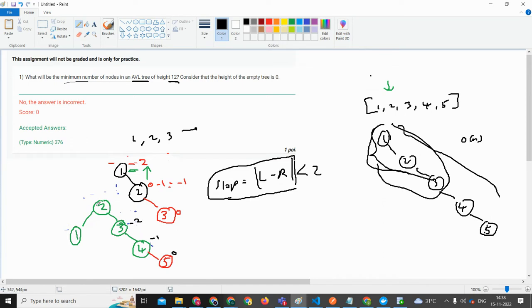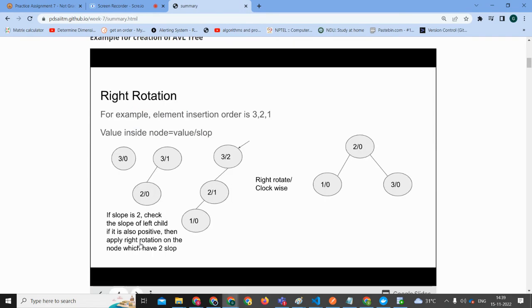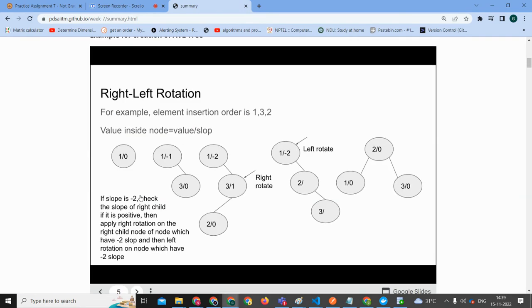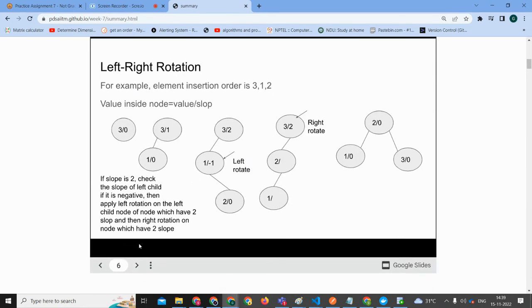For 1, it's 0. For 2, it's 1 - 3, which is -2. Okay. So if such a thing happens, some rotation is required. Once again, left right rotation, yeah, that's correct.